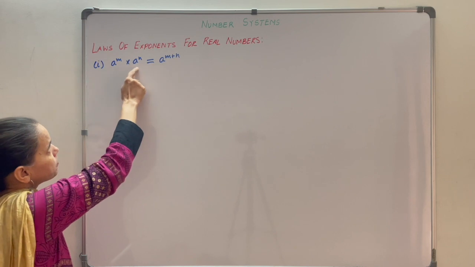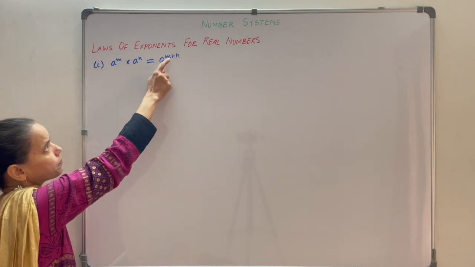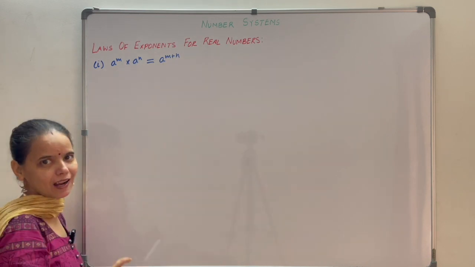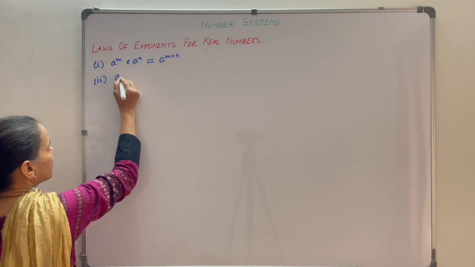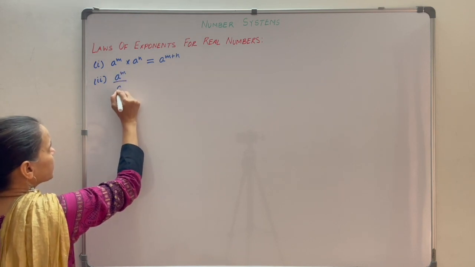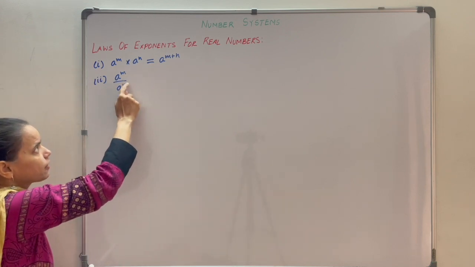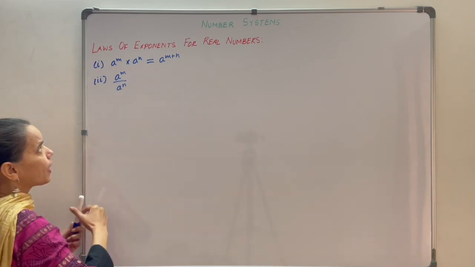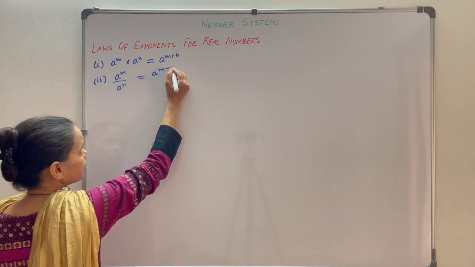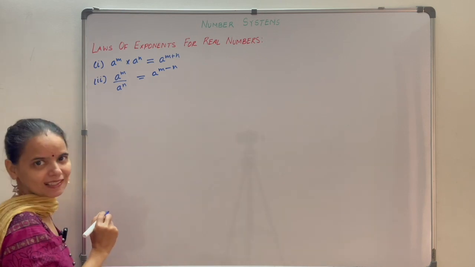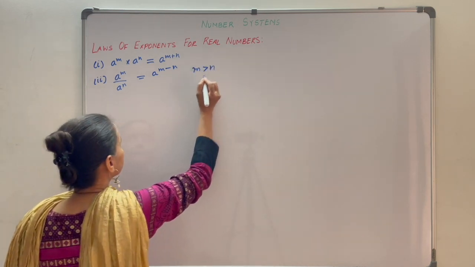So here we are multiplying the two numbers which have the same base. So what will happen to the exponents? We will add them. Next we have a raised power m divided by a raised power n. Here we are dividing two numbers which have same base. So what will happen to the exponents? We will subtract them. So you have a raised power m minus n. Here m is greater than n.